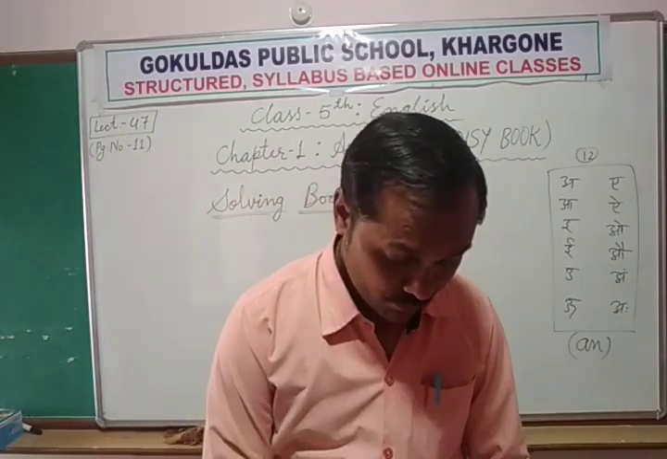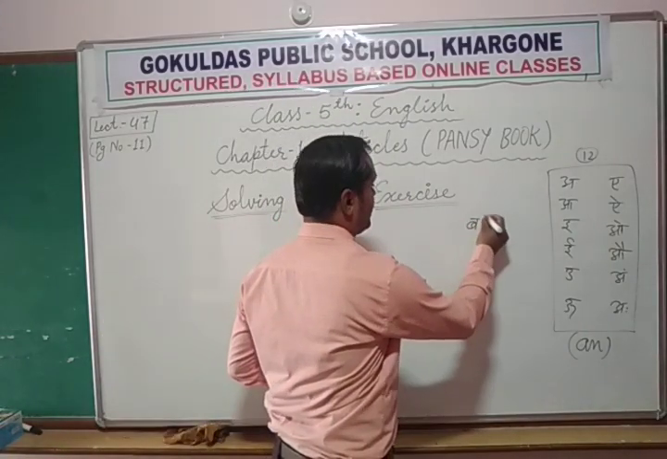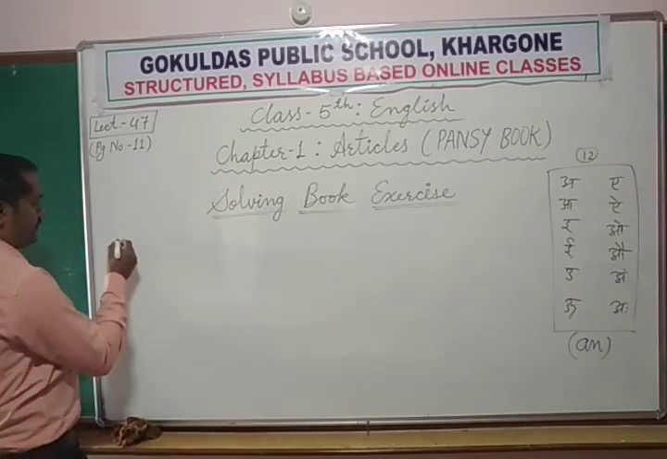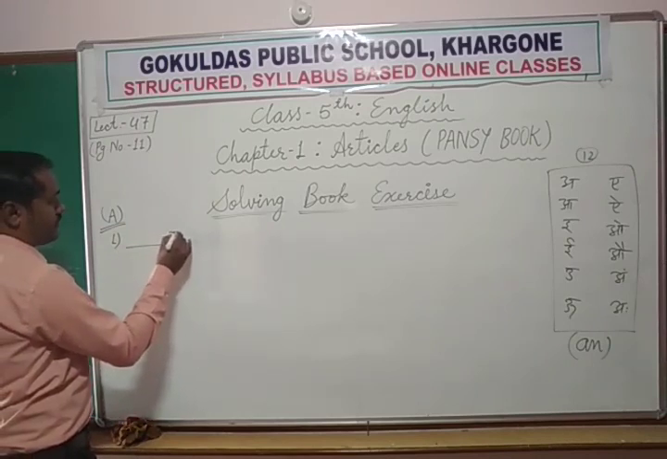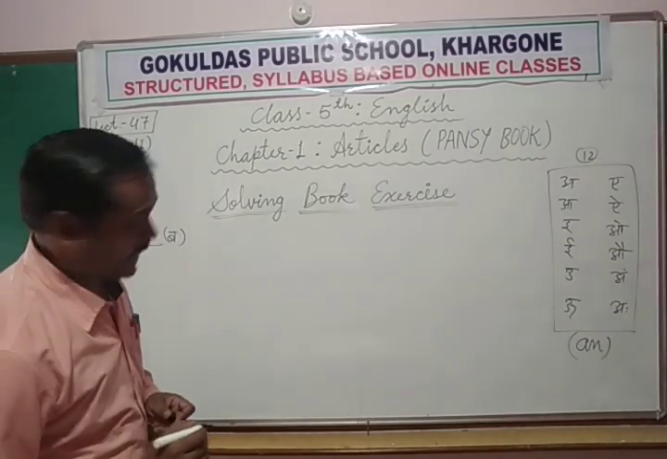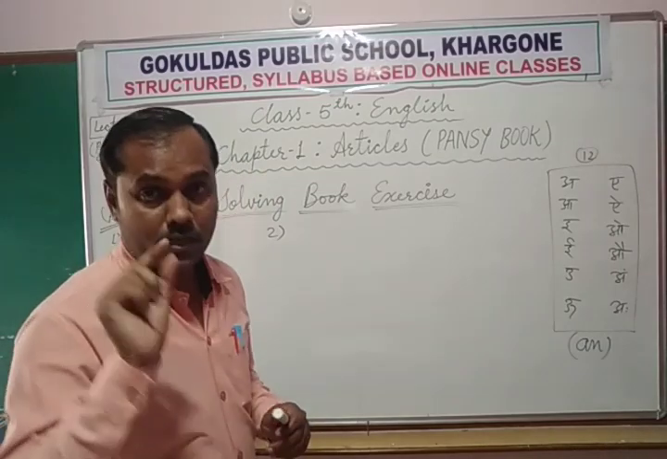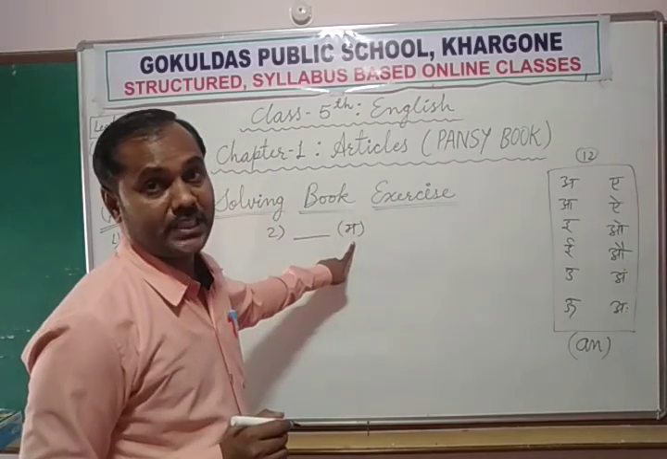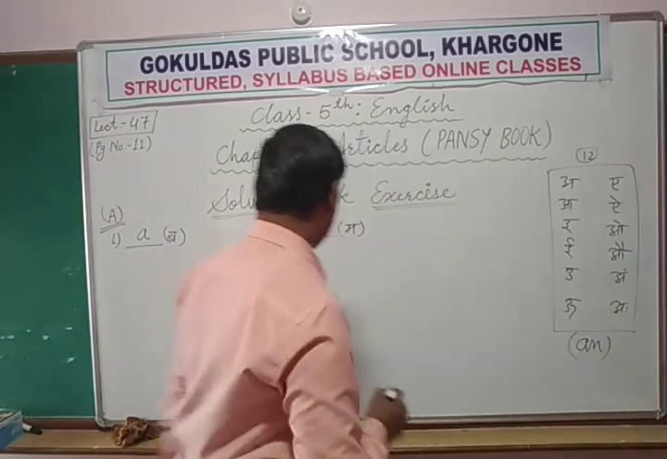So the first exercise is very simple. First, box. Box starts with the b sound. So here we will use a box. Then second is minute. So a minute or an minute? It starts with the sound ma, minute. So a minute, because ma doesn't belong to this group.